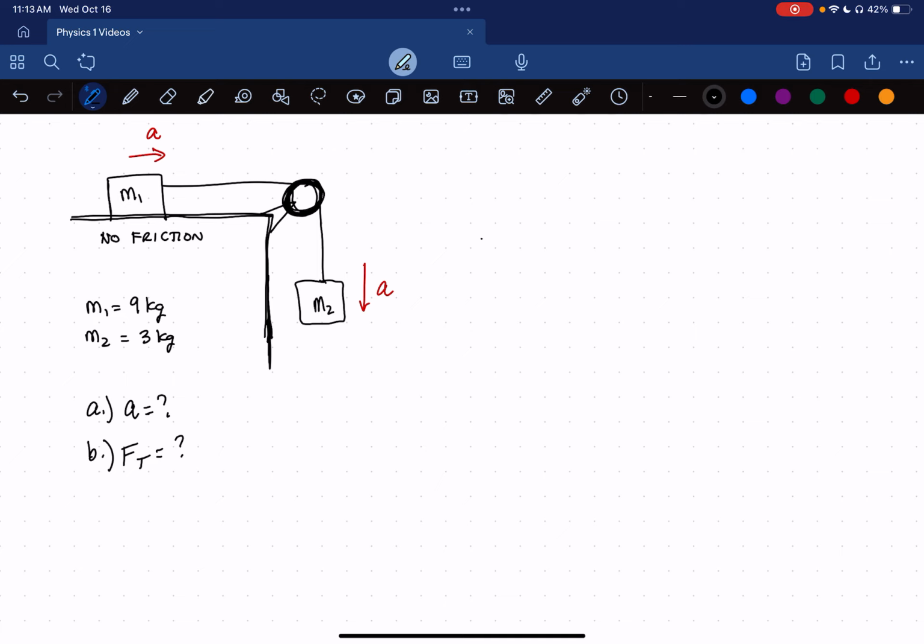Let's draw some free body diagrams for mass 1 and for mass 2. We'll start with mass 2. That's a little bit easier. It's going to accelerate down. Regardless, it has an m2g gravitational force on it. The rope is pulling up with a force Ft. And the acceleration goes down like that.